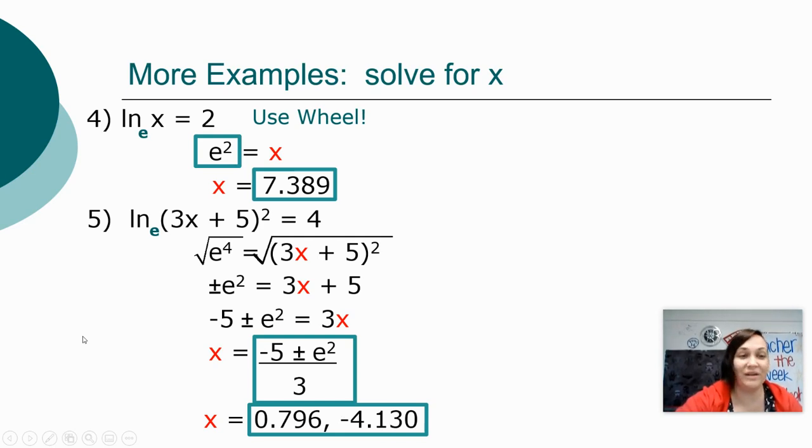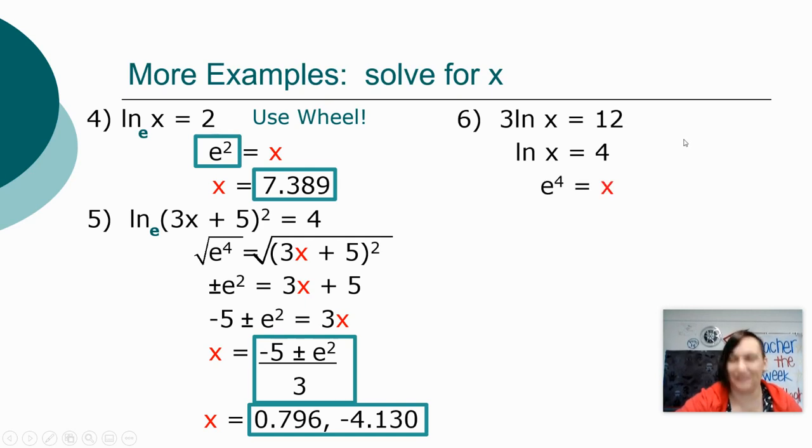All right, we've got one more example for today. In this example, it is not in logarithmic form right now because I've got this extra 3 in front of my log. That 3 is being multiplied with the log, so I can move it by dividing. So I'm going to divide by 3 first. Now I can do the wheel and use my calculator.